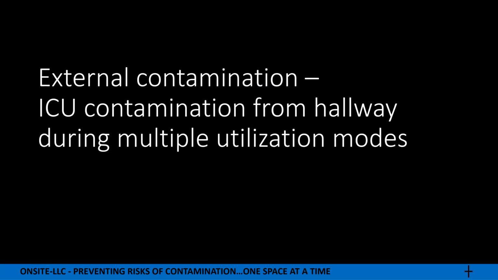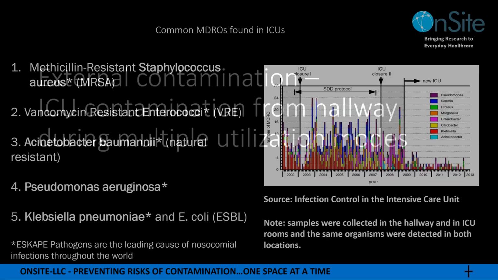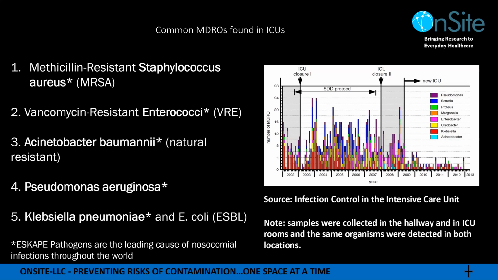Now taking this research that we did in different spaces within healthcare, we wanted to look at the ICU in a couple of different ways. We wanted to look at it from external contamination, the hallway into the room, and then internal contamination. First of all, multi-drug resistant organisms are very prevalent in ICUs. And most of these are part of the ESCAPE pathogens. So being just really, really difficult infections to treat because of the nature of the bacteria that are causing these infections.